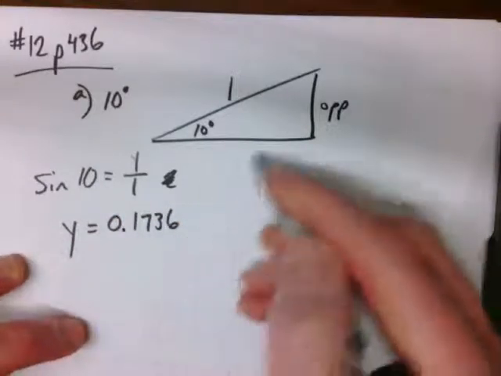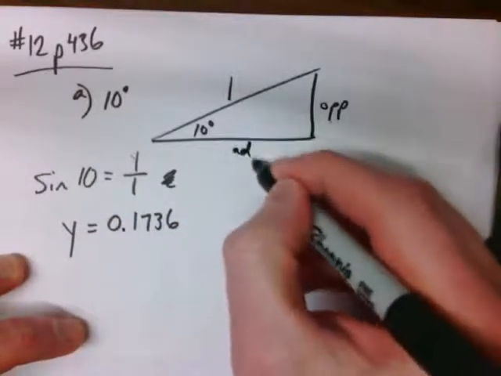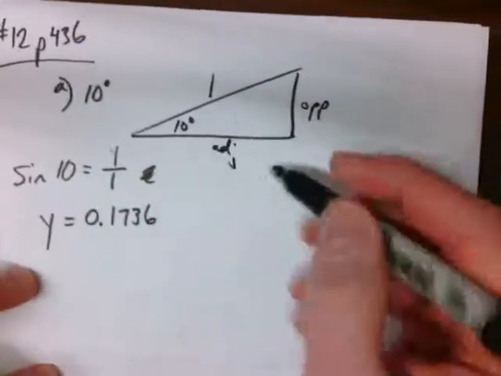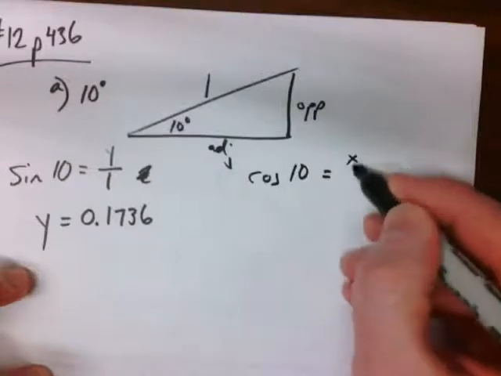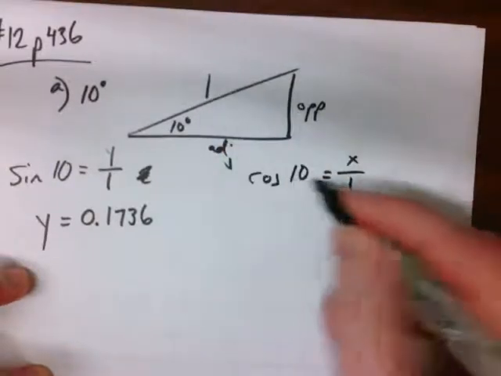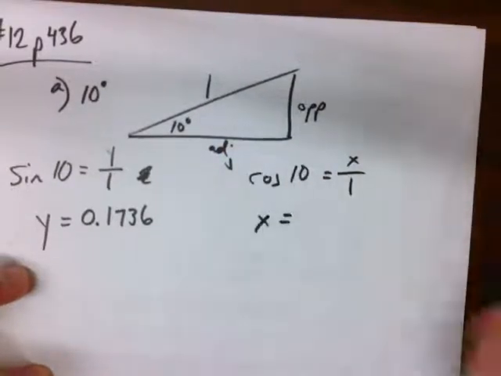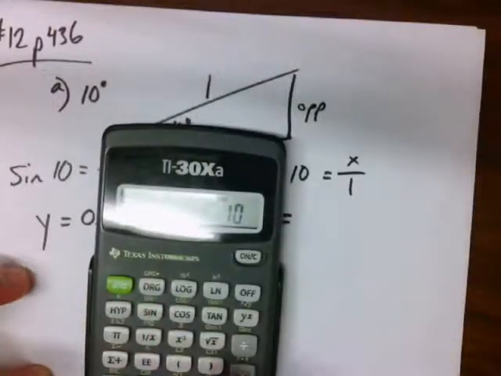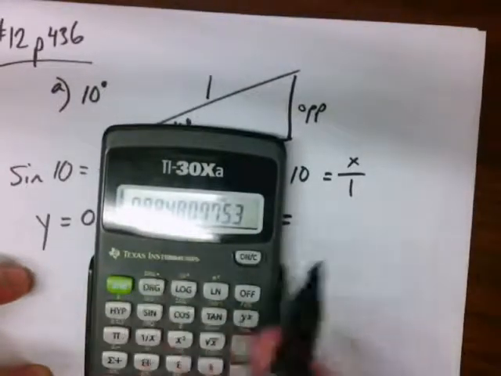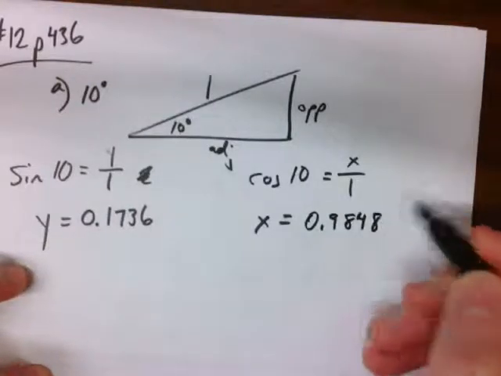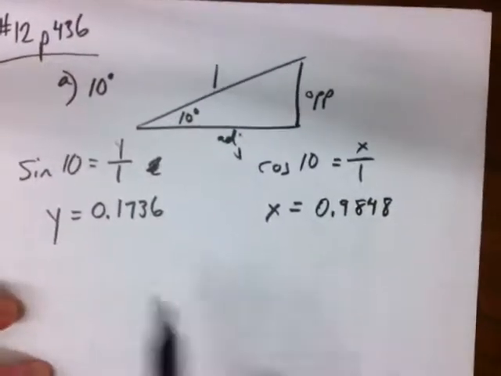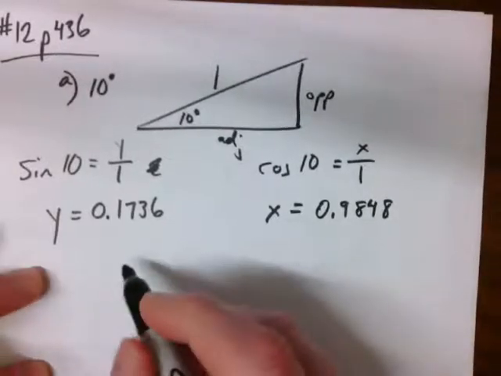Now if we want to get the adjacent side, I'm going to use the cosine. So cos of 10 equals x over 1. So it's going to be cos of 10. X equals cos of 10, 0.9848. Slope is rise over run.